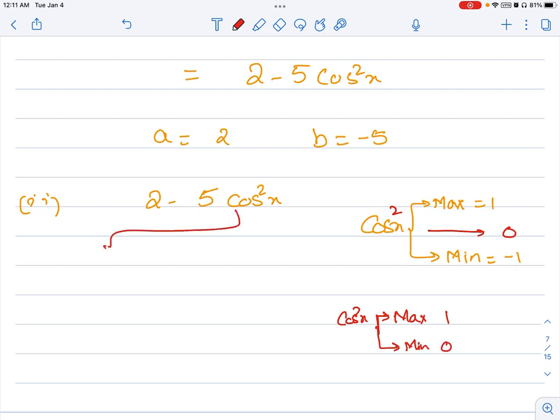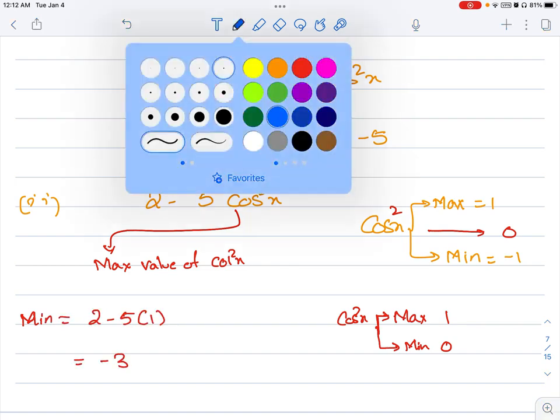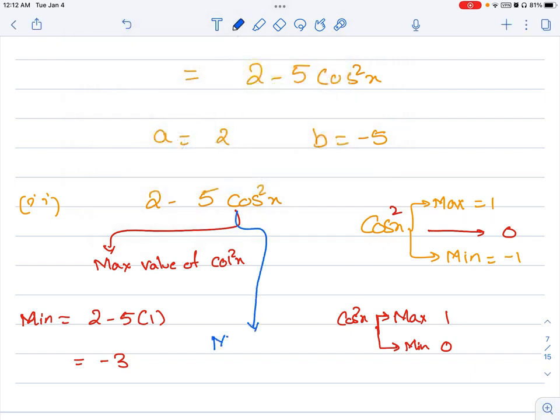So I plug in the maximum value of cos square x to get the minimum value, because it is minus. So 2 minus 5 times 1, which is minus 3. Similarly, I plug in the minimum value of cos square x to get the maximum value, because all the beauty is because of this minus symbol. So the maximum value will be 2 minus 5 times 0, which is 2. So the minimum value is minus 3 and the maximum value is plus 2.